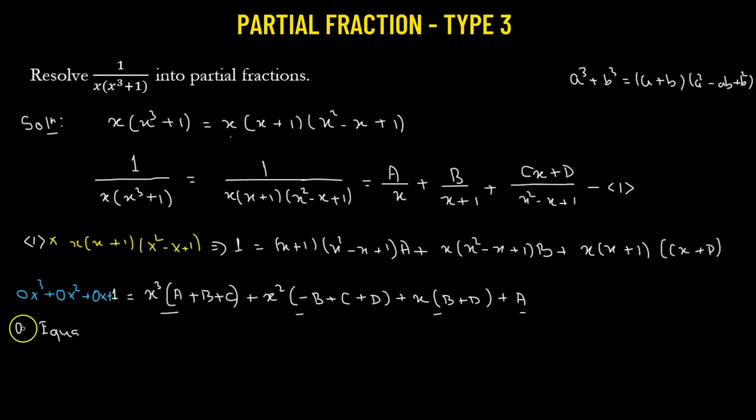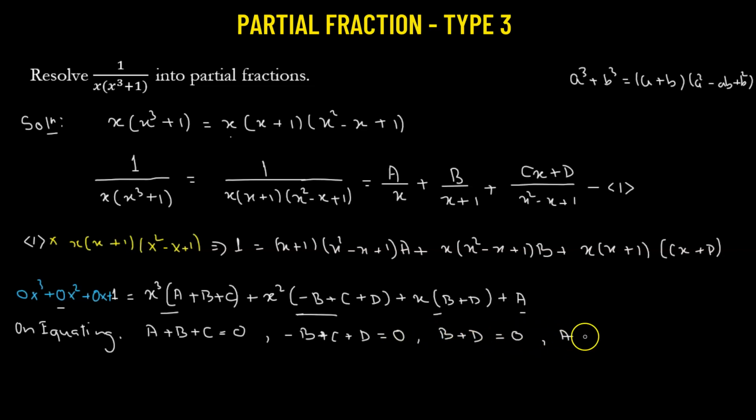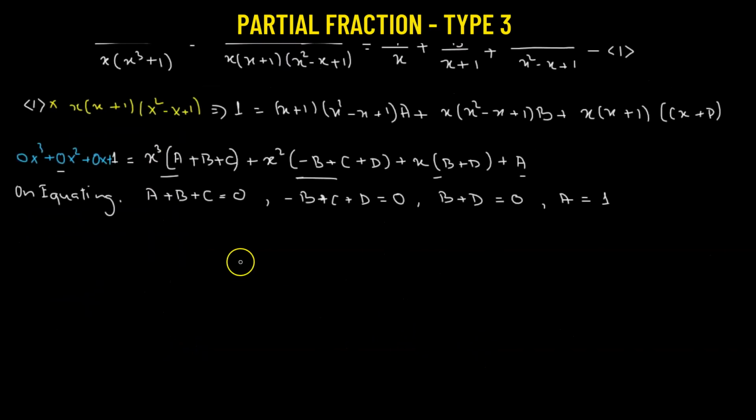On equating both sides, we get A plus B plus C equals 0. Then we have negative B plus C plus D, the coefficient of x squared on the right hand side, which equals 0. And B plus D equals 0. And the value of A is equal to 1. So we have four unknown constants, A, B, C, and D, and four equations. We can solve these four equations to obtain the values of A, B, C, and D. This I'll leave as an exercise for you to try out.